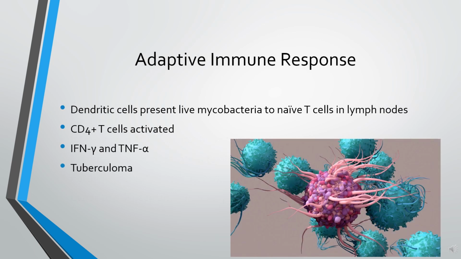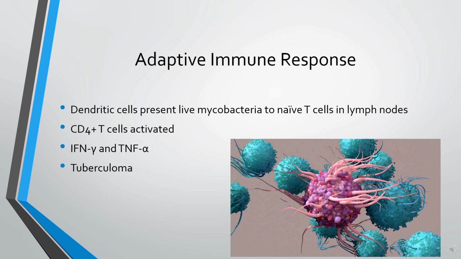The dendritic cells also function in the adaptive immune response to Mycobacterium tuberculosis. After the live mycobacteria are presented to naive T cells in the lymph nodes by these dendritic cells, the CD4 plus T cells are activated and move over to the lungs to work against bacterial growth there. Two additional factors worth considering in the active immune response to Mycobacterium tuberculosis are interferon gamma and tumor necrosis factor alpha. Interferon gamma, made by the activated T cells, is crucial to the activation of macrophages and other mechanisms of intracellular killing of this microbe.